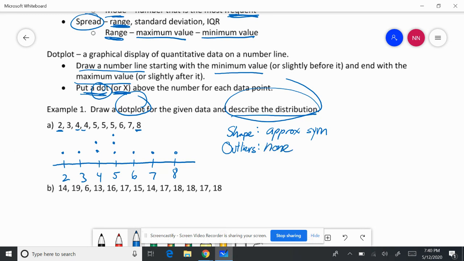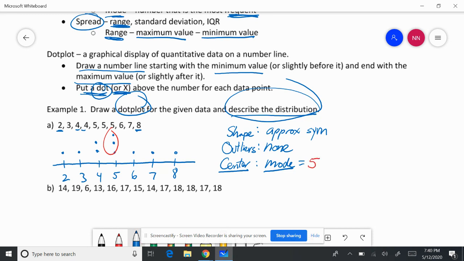Next thing would be our center. And the center that we're going to focus on today is the mode. So you have to put mode when you put center, because center could refer to any of the three, the median or the mean. But today we're just going to do the mode. The mode is the one that occurs the most. And if you're looking at this, notice that 5 occurs the most. So 5 is the mode.